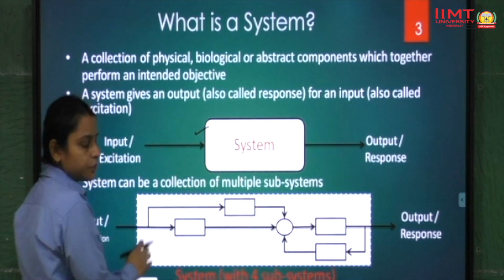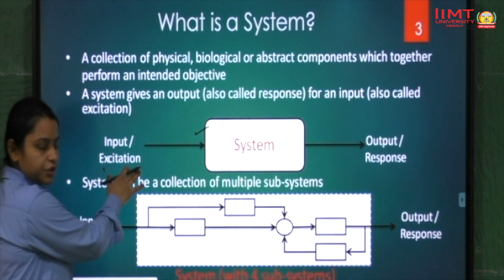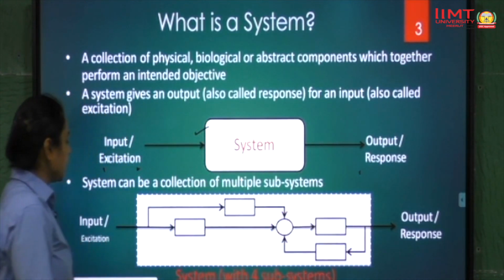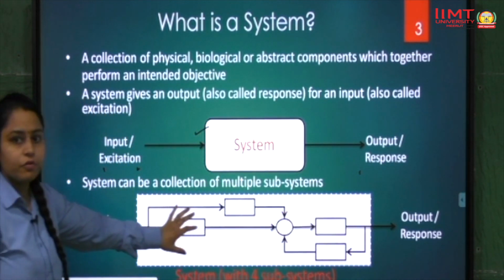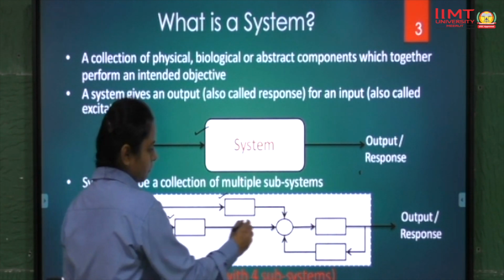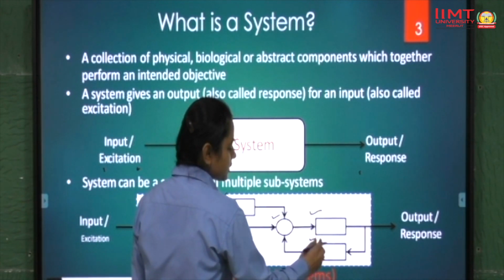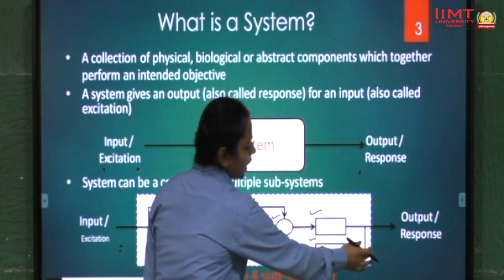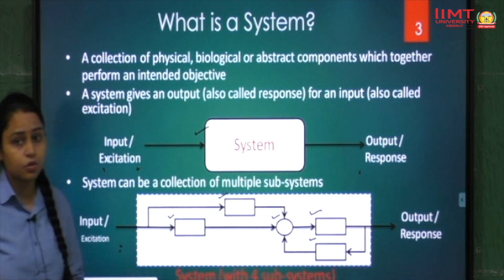You have a system, you give any kind of input or excitation to it, and then you get a desired output response. It can be a collection of multiple subsystems. So you have different systems here, multiple systems, these are called subsystems, and you give an input and you get an output. There are so many examples of systems.